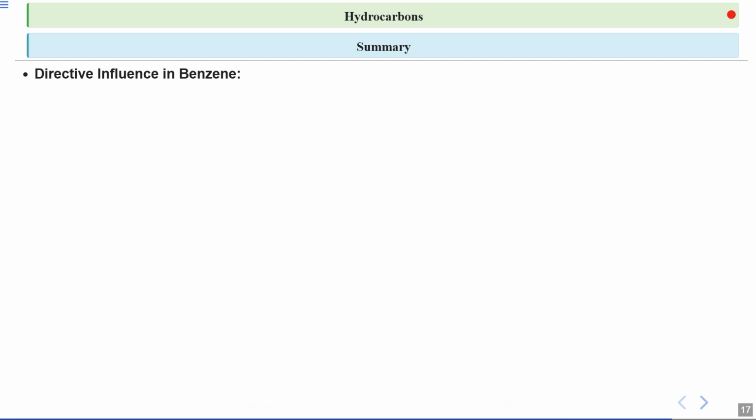Now we will just sum up our lecture with a short summary. So we started with the directive influence in benzene, where new atoms or groups will attach during a chemical reaction, and this is decided by the already existing group on the benzene ring. So we can say that the substituents or groups that are already attached to the benzene ring control where the new group will attach during a reaction called electrophilic aromatic substitution.